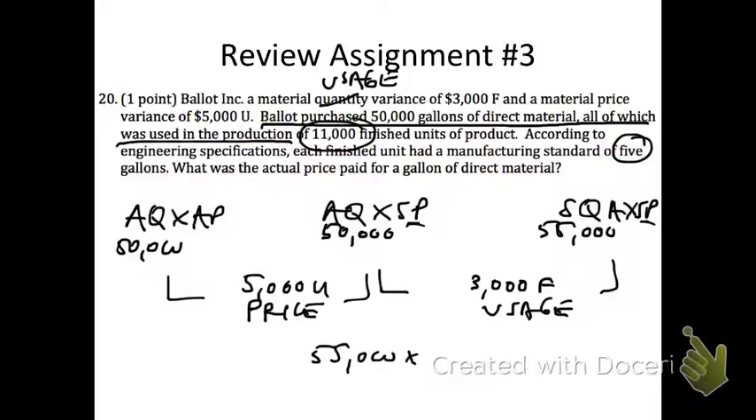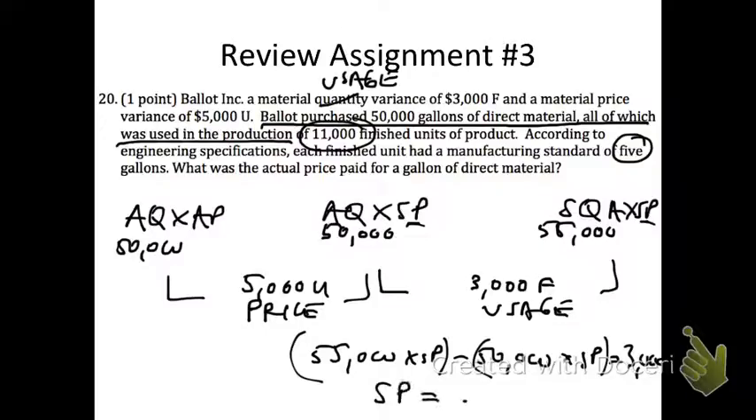So I can take 55,000 times the standard price minus 50,000. I do this because I know this is favorable. So I know that the predicted amount is less, times standard price equals 3,000. Ran out of room. But if I solve that, my standard price turns out to be 60 cents.